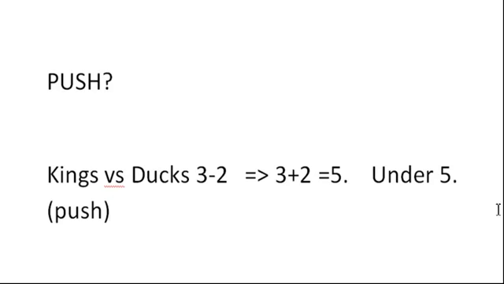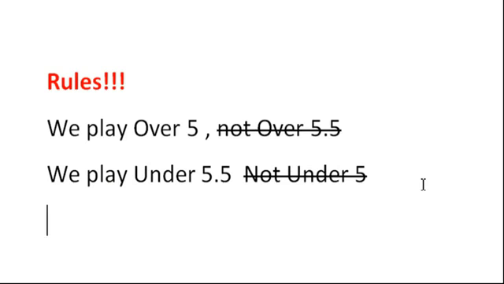Another example is a push. Now what is a push? For example, you're playing a game under 5 exactly, without a half. Now you have Kings against Ducks and the game ended 3-2. When you add the scores, it comes up to 5, which means you got exactly the same number as you played. So in this case, your bet is returned since you didn't really win or lose. That's called a push.